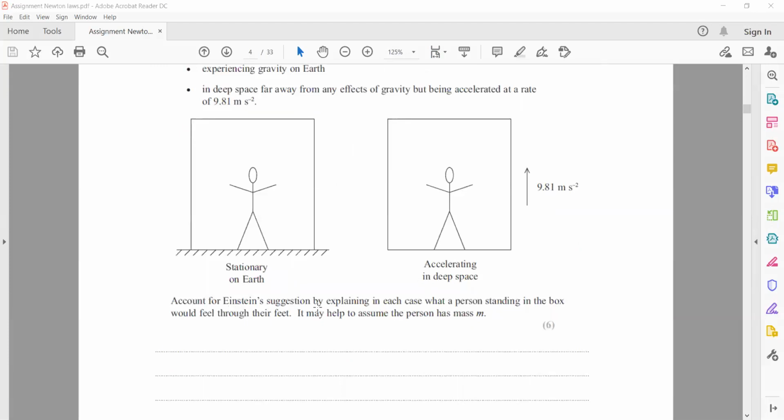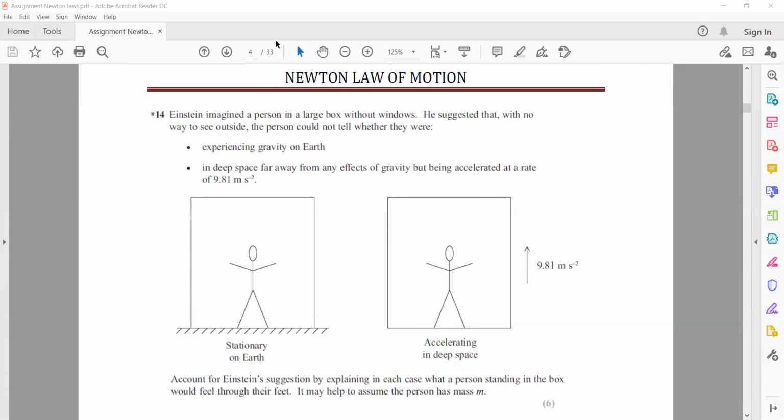Account for Einstein's suggestion by explaining in each case what a person standing in the box would feel through their feet. It may help to assume the person's mass is m. So you can consider the mass of the person is m. Here also the mass of the person is m.